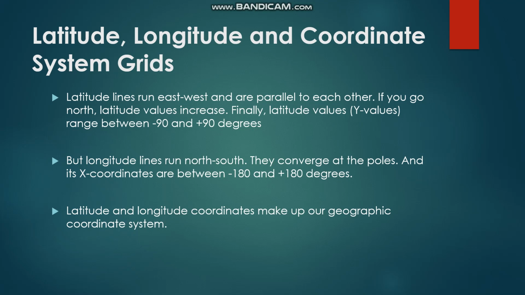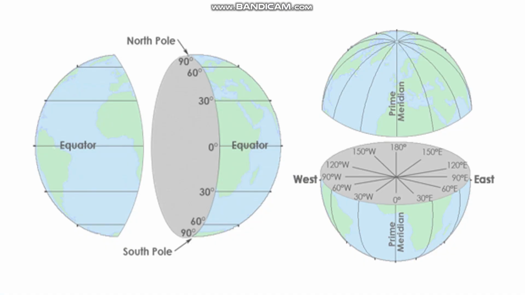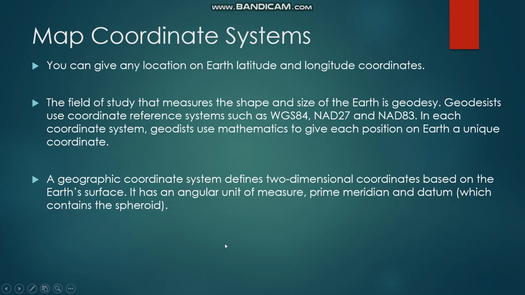Latitude and longitude coordinates make our geographic coordinate system. Here you can see latitude and longitude lines on Earth. A map coordinate system: you can give any location on Earth latitude and longitude coordinates. The field of study that measures the shape and size of Earth is geodesy. Geodesists use coordinate reference systems such as WGS 84, NAD 27 and NAD 83. In each coordinate system, geodesists use mathematics to give each position on Earth unique coordinates.